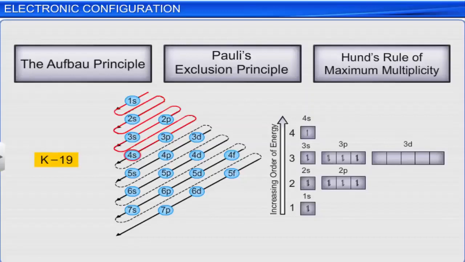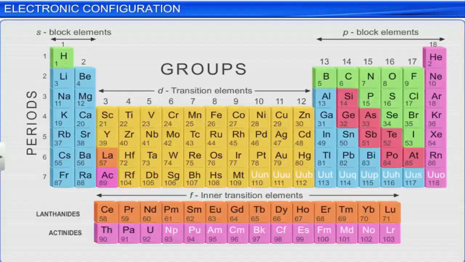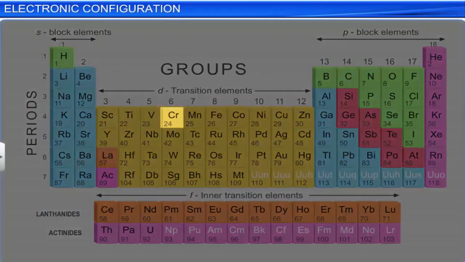However, in some cases, the actual configuration differs slightly from the expected ones. The electronic configurations of chromium that has 24 electrons and copper that has 29 electrons do not follow the general trend.